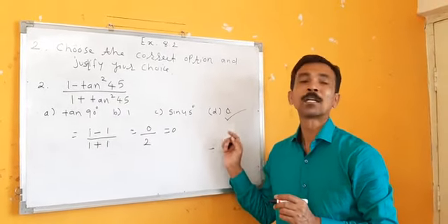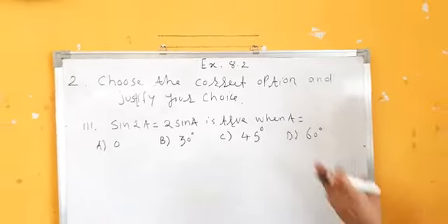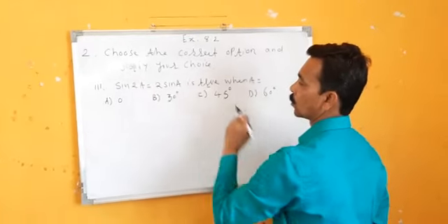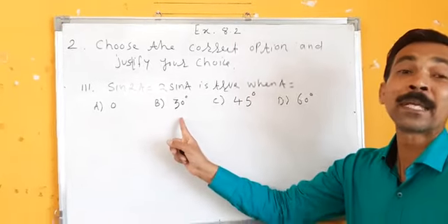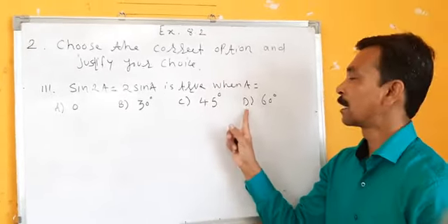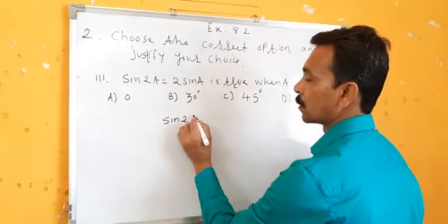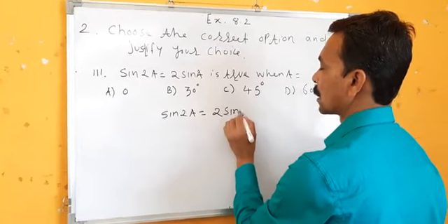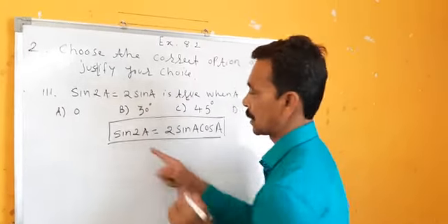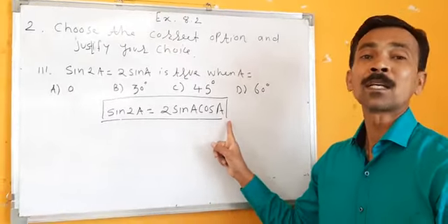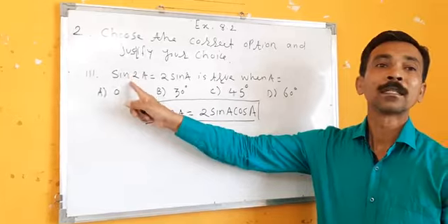Now we'll see the third one. Third is sin 2a is equal to 2 sin a is true when a is equal to. Options are A 0, B 30, C 45, D 60. There is one identity for sin 2a: sin 2a is equal to 2 sin a cos a. So instead of sin 2a, I'll write 2 sin a cos a in the original sum.